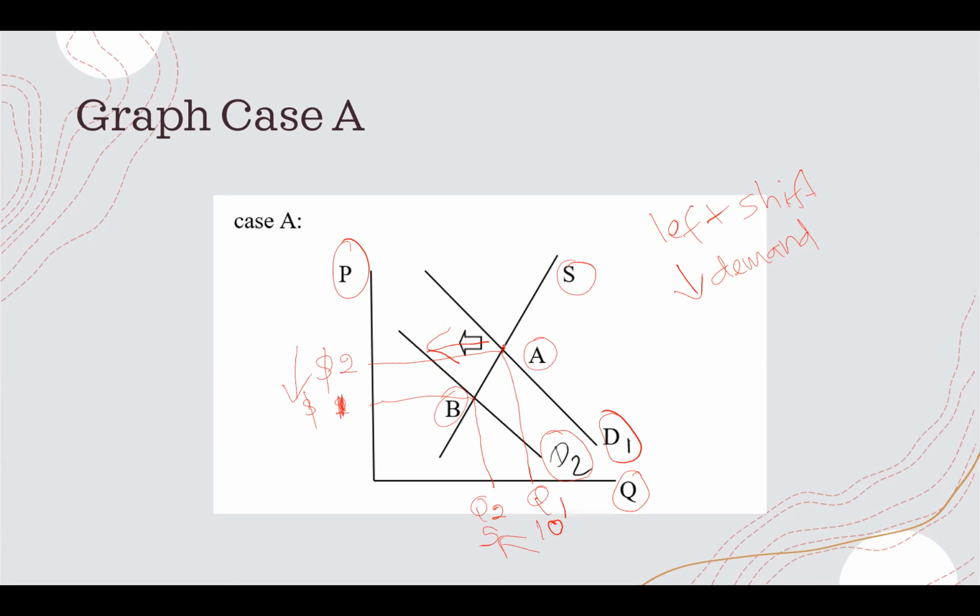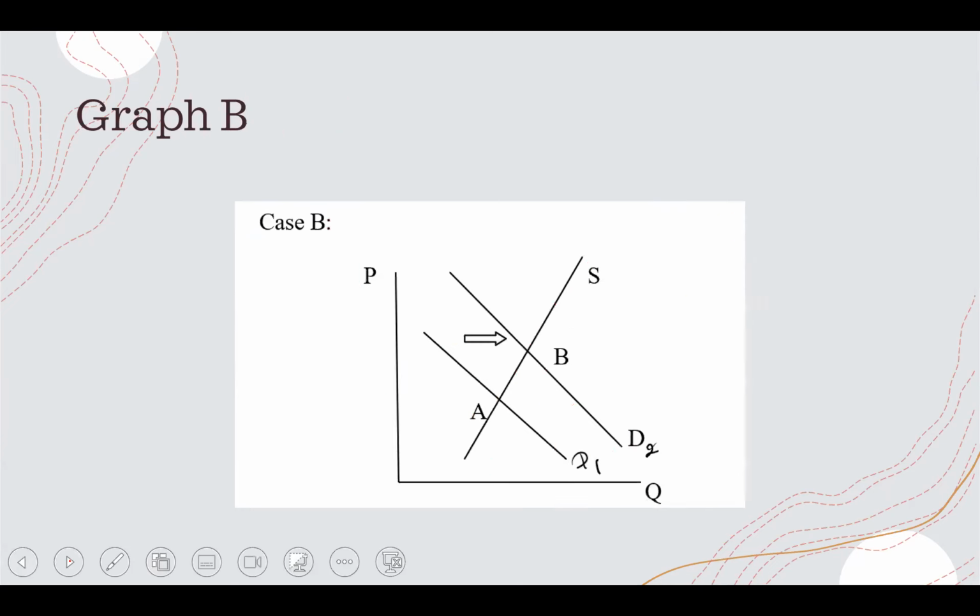These A and B are equilibrium points. A is the equilibrium point at demand level 1 with the supply curve. Now when the demand is decreasing, the equilibrium point is shifting to the left because both quantity and price are decreasing. Now let's go to the second graph.